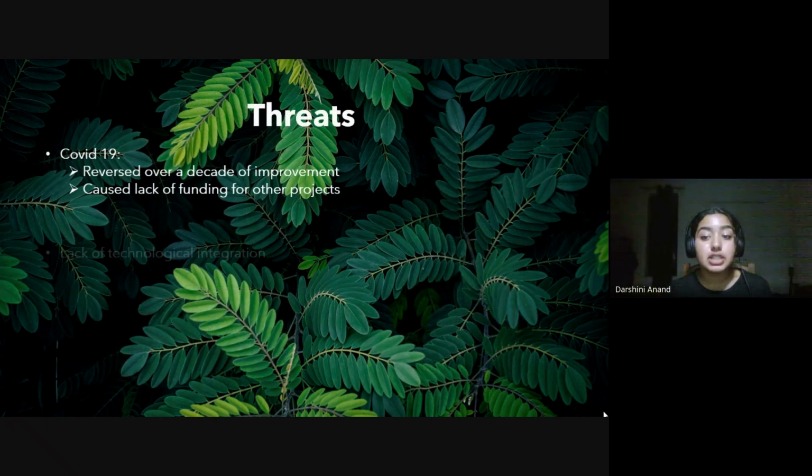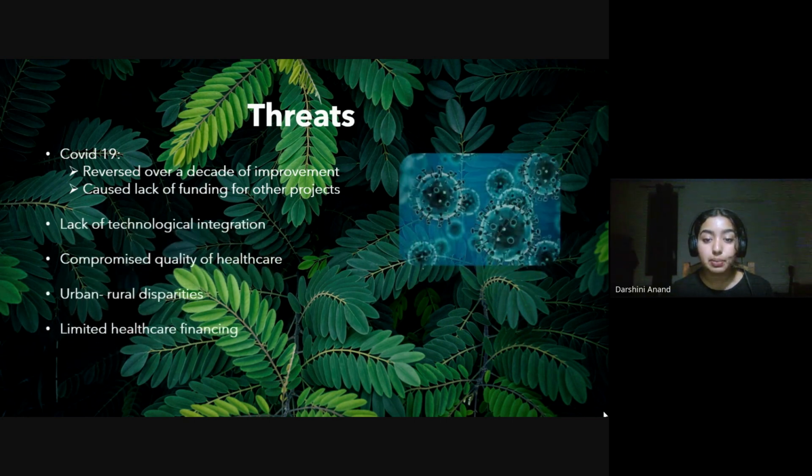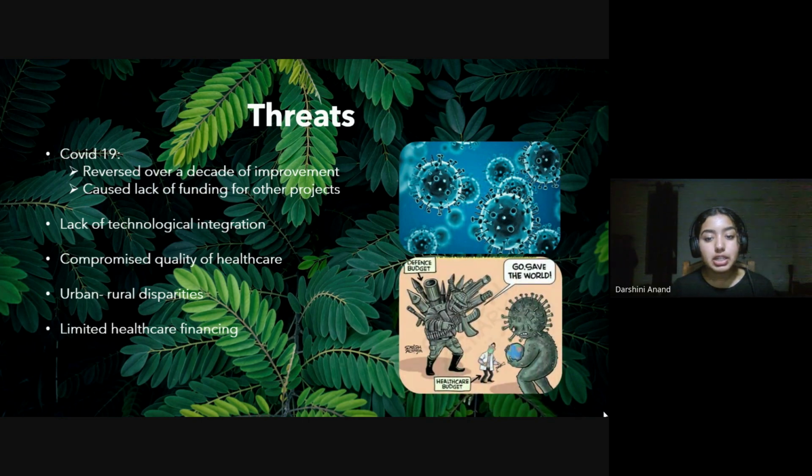Even though there has been a considerable improvement in the standard of healthcare globally, certain setbacks have kept us from realizing our goals. Let me indulge in a few of them. Firstly, let us talk about the COVID-19 pandemic, a serious threat to the progress of SDG3.